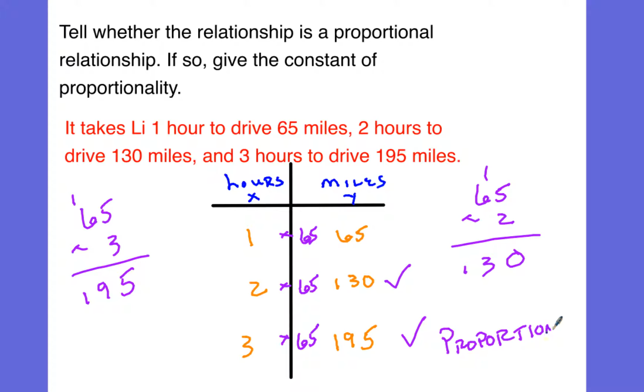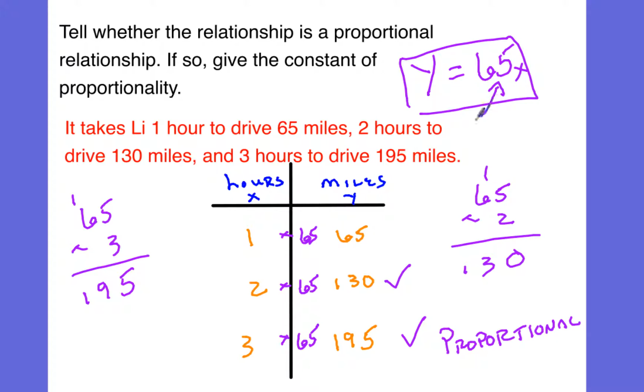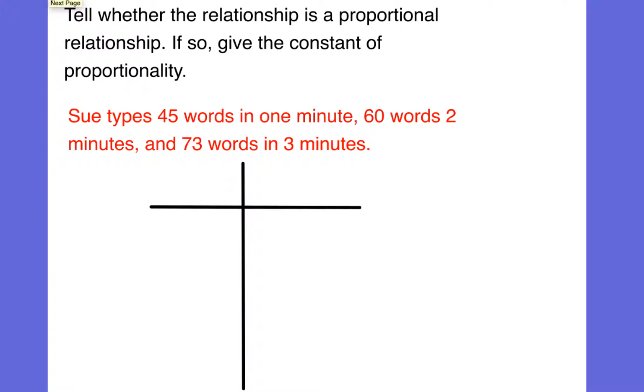And then if we were to write the rule of what's happening, we know the rule would be y equals my constant of proportionality, whatever's being multiplied every time, times x. Here's my rule, with 65 being my constant of proportionality. Okay, so for every hour that she drives x, we can multiply by 65 to figure out how far Lee has gone. Let's do one more problem, then we'll be done.